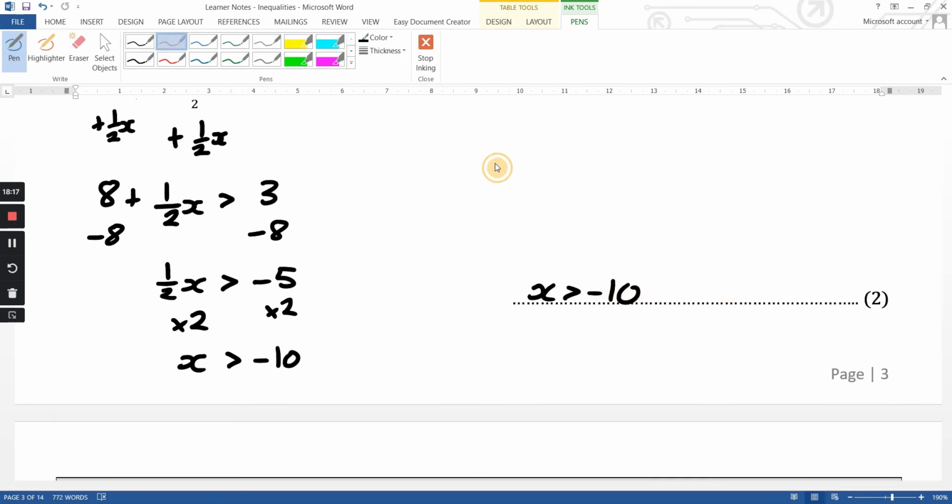Or if you did it the other way, your answer should look like that. Yeah, again, both answers are perfectly fine, whether you got this answer or this answer. Just be careful, just make sure your sign is pointing the right way.